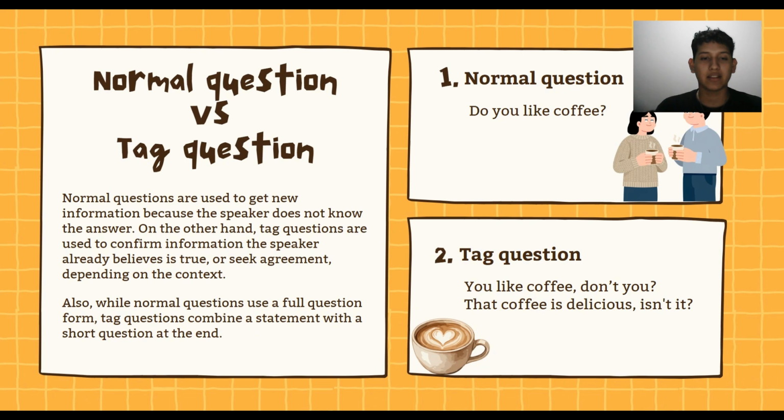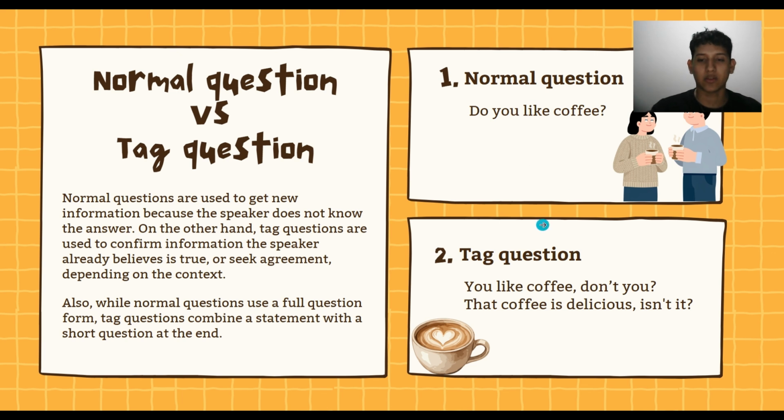On the other hand, tag questions are used to confirm information the speaker already believes is true, or seek agreement, depending on the context. Also, while normal questions use a full question form, tag questions combine a statement with a short question at the end. Here we have these two examples. The normal question is, do you like coffee? Question from the beginning to the end to, well, seek something that you may not know, some information.